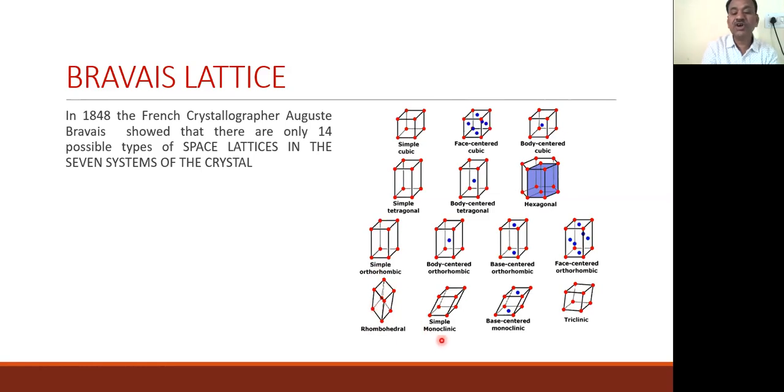Next, monoclinic. In the monoclinic, there are 2 types. One is simple monoclinic, where atoms are present only at the corners. And another one is, look at this diagram, where the atoms are present at the top and at the bottom. This is called base-centered monoclinic. Next one is triclinic. In the triclinic, there is only the simple triclinic. Here there is no question of face-centered, body-centered, and base-centered.